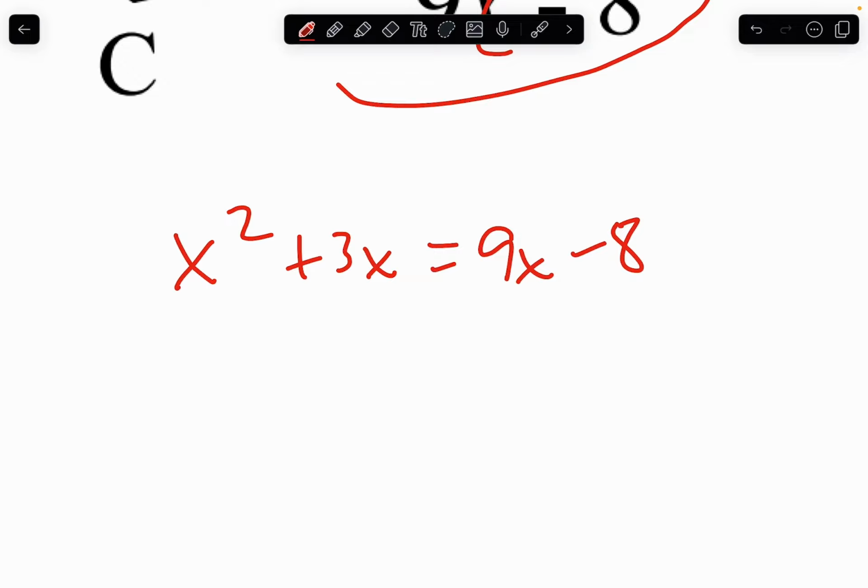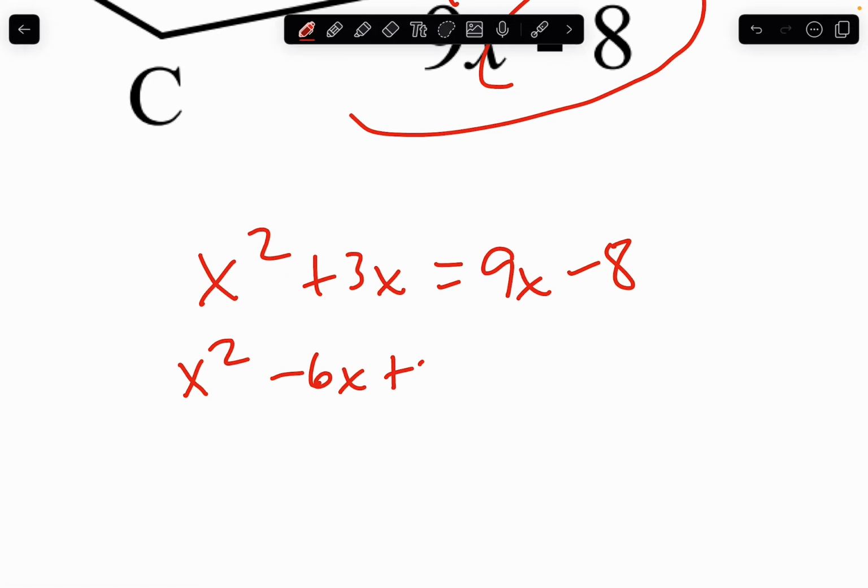Well, it's already cleaned up. Second move is to make it equal to 0. So to make it equal to 0, I need to subtract 9x to the left. That would give me minus 6x and add 8. And if I did that, those things would go away. I want one side equal to 0.